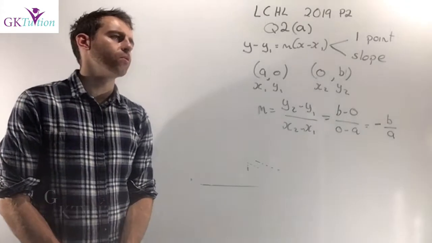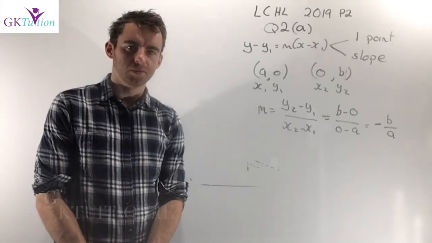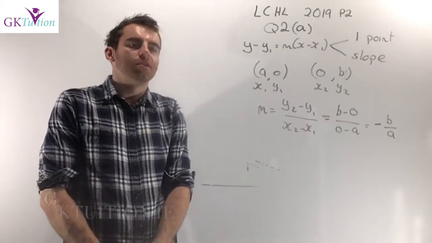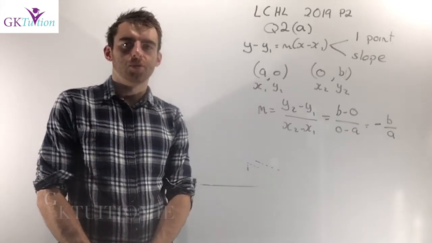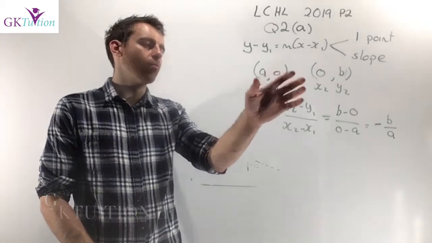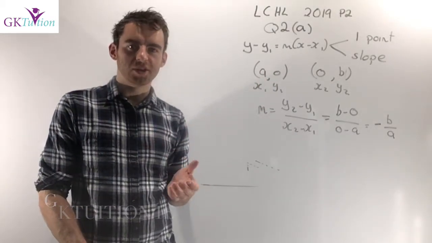Now the question that I've chosen to go through here is 2019 paper 2 question 2. In this question the line P is described to us. We're told that it intersects the x-axis at the point (a, 0) and intercepts the y-axis at the point (0, b). We're asked to find the equation of the line.